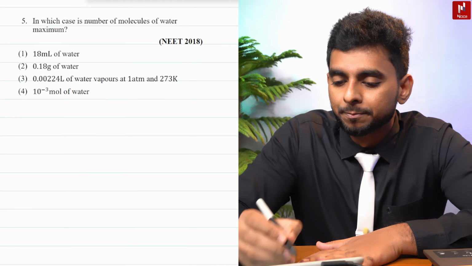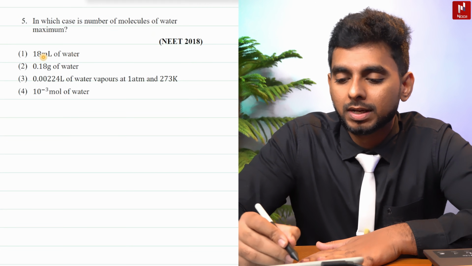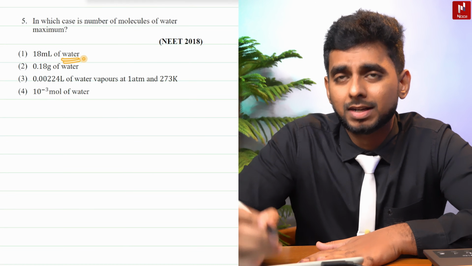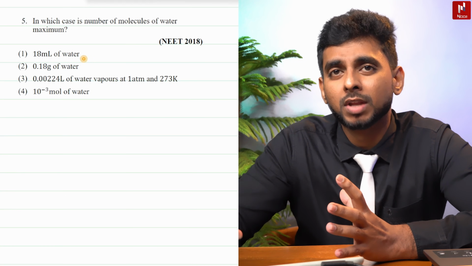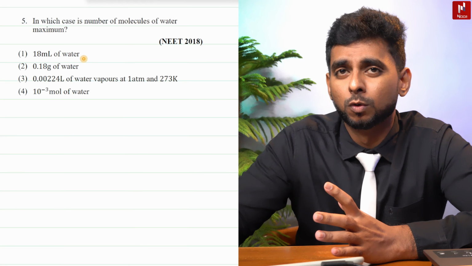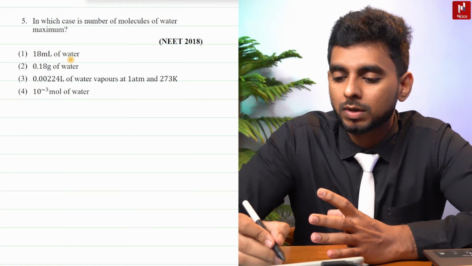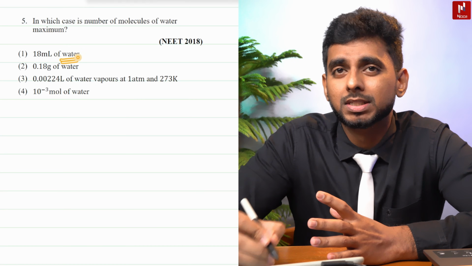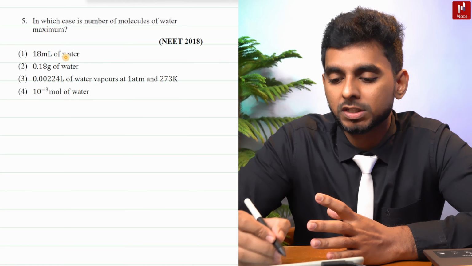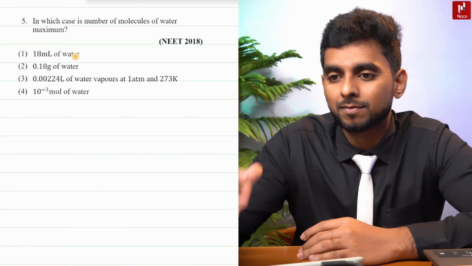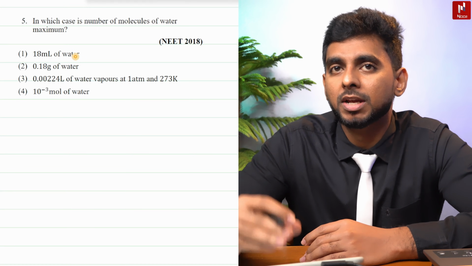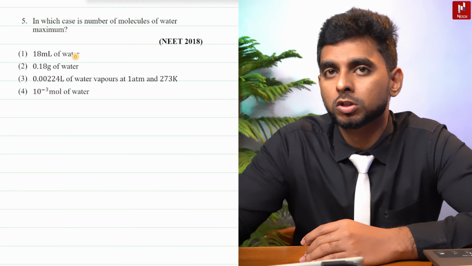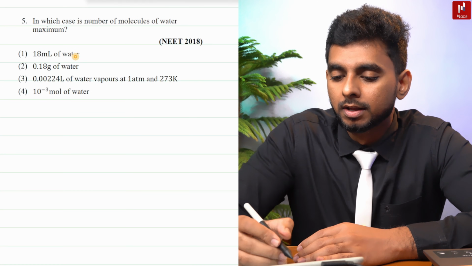Let me do it. The first one, you have 18 milliliters of water, right? This is not water vapor. Only if it is in the gaseous state will I be able to match it with 22.4. Here they have clearly given you water, which means it is in the liquid state. Then obviously I'll have to get how many grams will be there in 18 milliliters of water. If I only get that, I'll be able to get the moles or molecules of water in it, right?